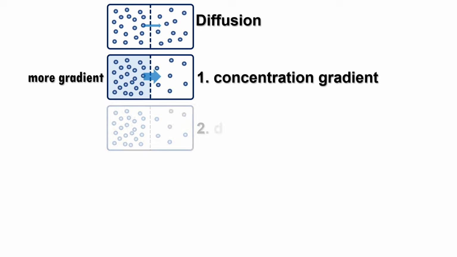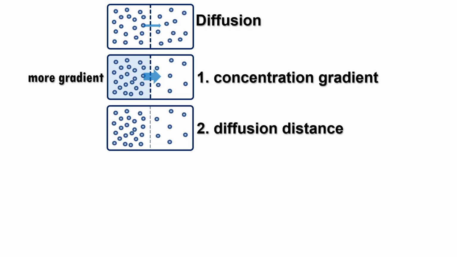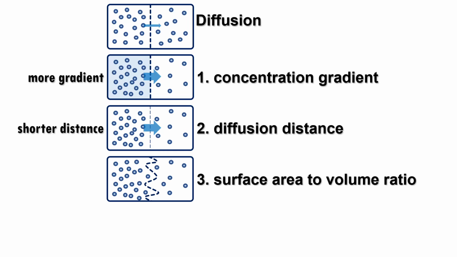The second factor is diffusion distance. The shorter the distance particles have to travel, the faster diffusion happens. Particles don't have to go far through flat cells like the alveolar wall, and diffusion is quicker. The third factor is surface area to volume ratio. The more surface area something has compared to its volume, the faster diffusion can happen. If a cell has more surface area, more particles can pass in or out across the cell membrane at the same time, speeding up diffusion.